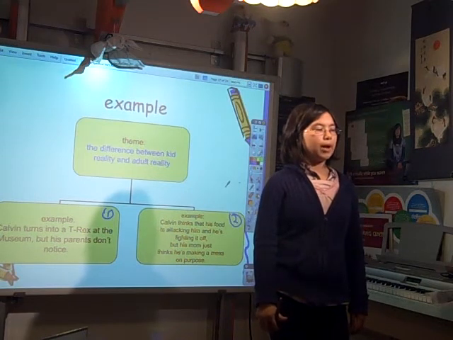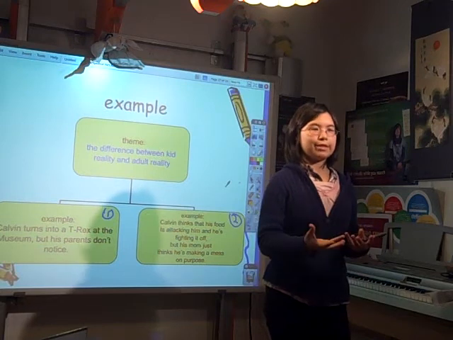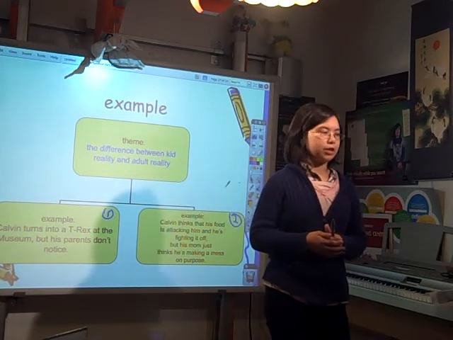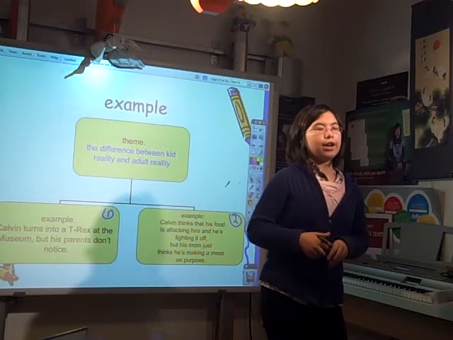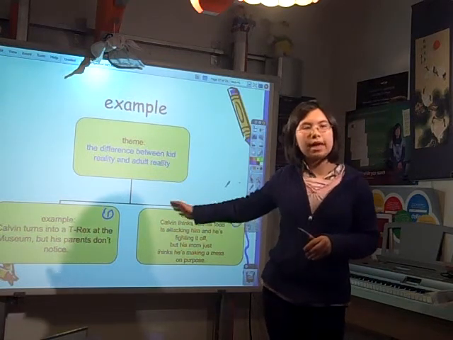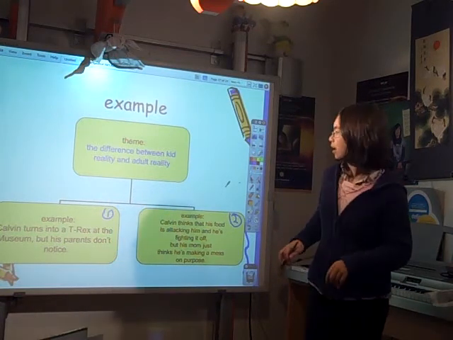So if it's any easier, you might want to think about themes in other books first. We talked about themes in Harry Potter, we talked about themes in Calvin and Hobbes, and then think, well, what's the theme in my book? What's the big meaning underneath my book? And then come up with examples that help show where that meaning is.